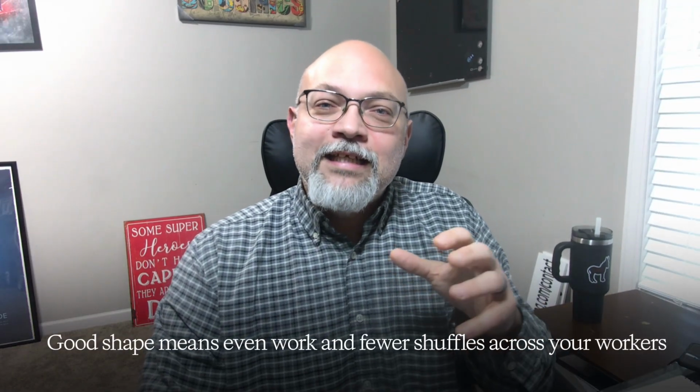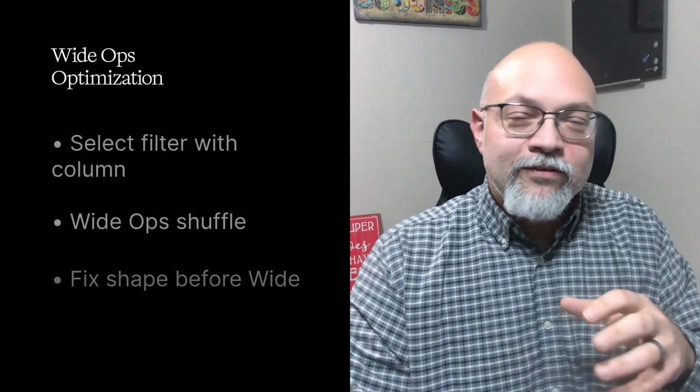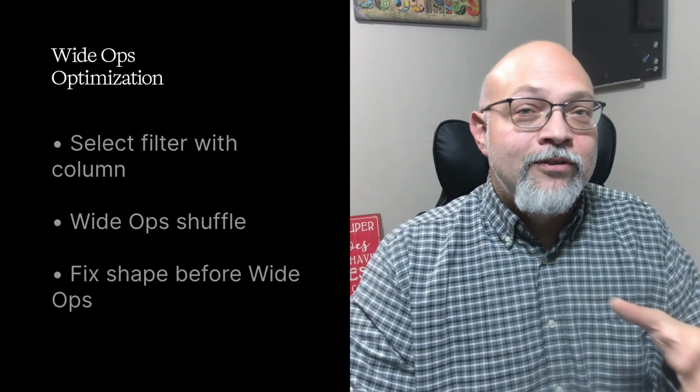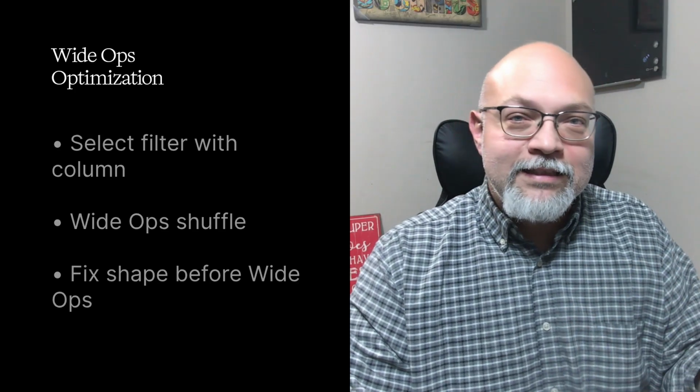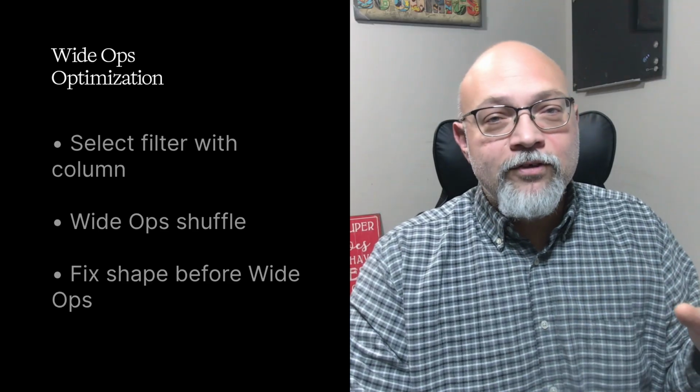When I say shape, I mean how your rows are laid out across partitions, by which key and how many chunks. Good shape means even work and fewer shuffles across your workers. Bad shape means that one partition drags everything else down, and everybody else has to wait for that one to finish. Now the ops. Narrow ops don't reshuffle data: select, filter, withColumn. Wide ops do: joins on a key, group by, distinct, sorts. Because wide ops shuffle, we fix the shape before we ever do them.